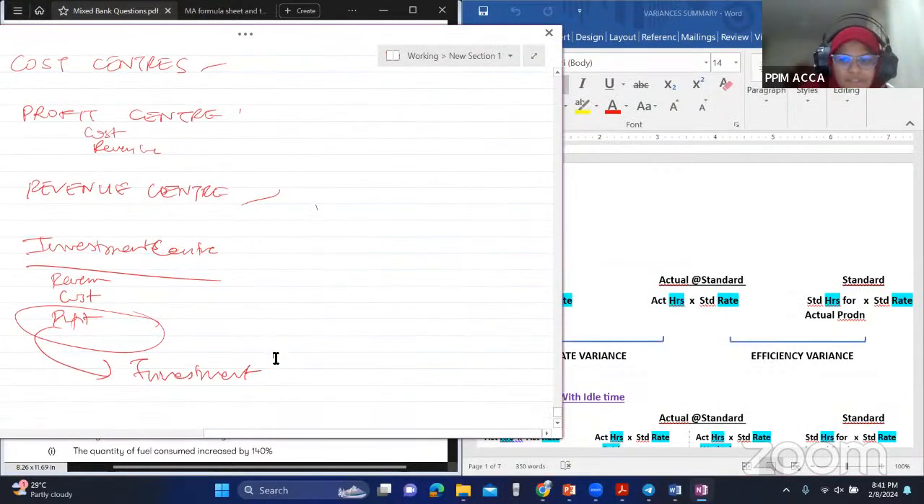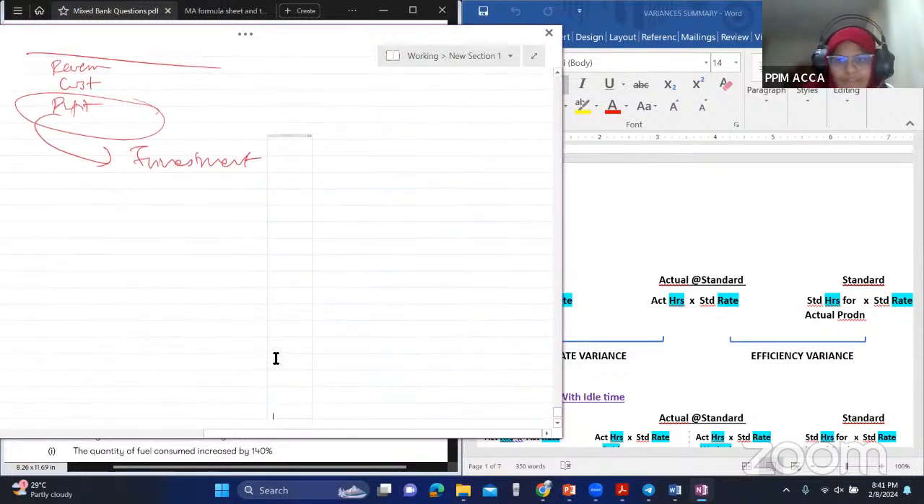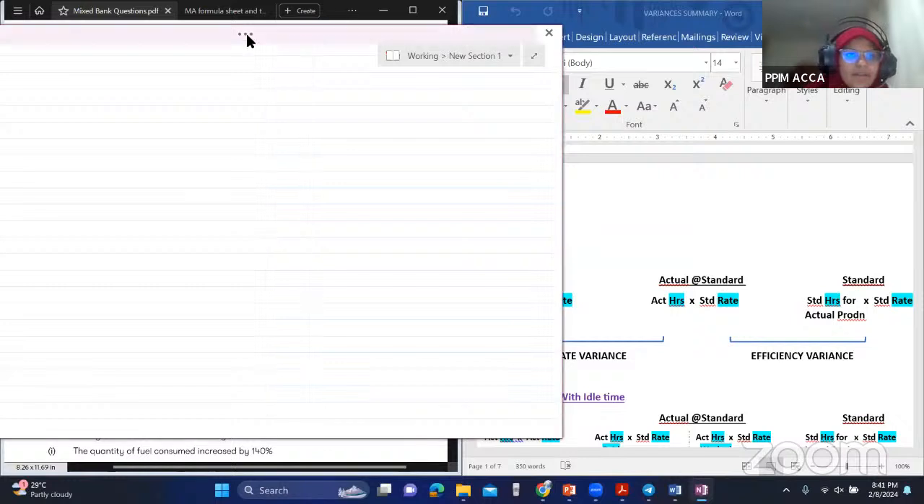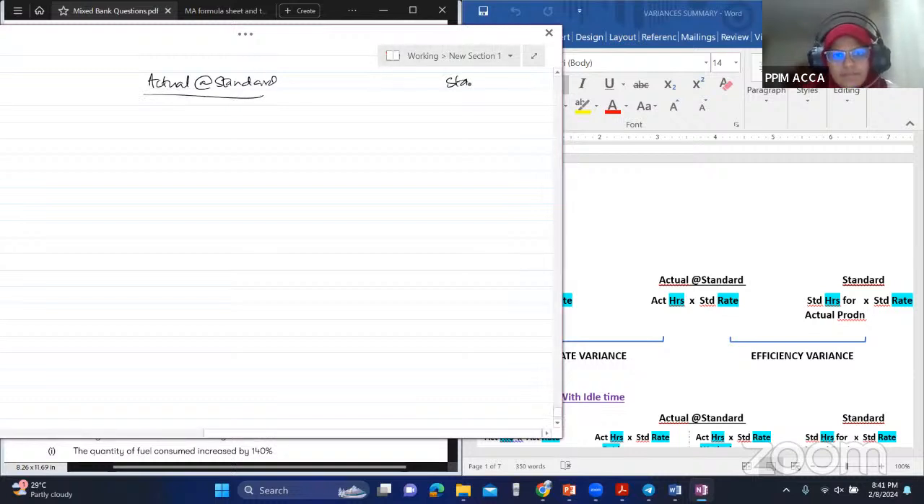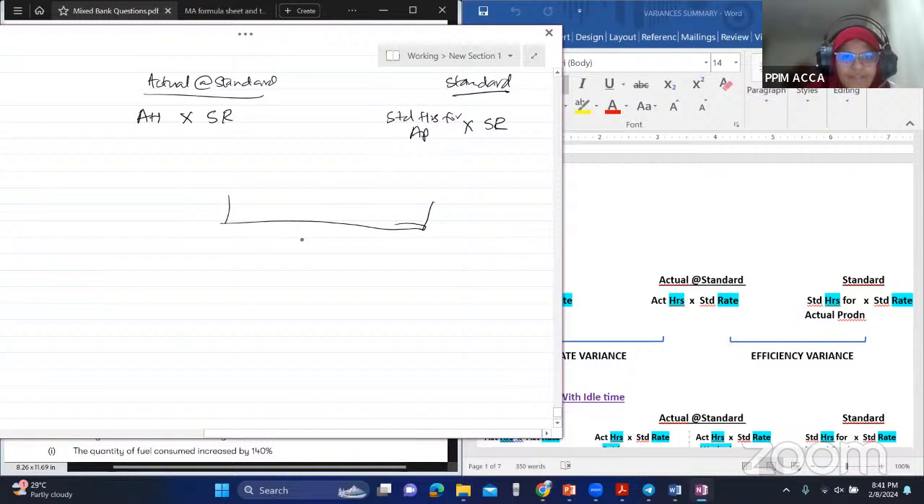So if we want the efficiency variance, we just need the second part. I'll just copy what we have here. Actual at standard and standard. So we have actual hours into standard rate, minus standard hours for actual production into standard rate. And this will only give you the efficiency variance. Okay, so we have the information.